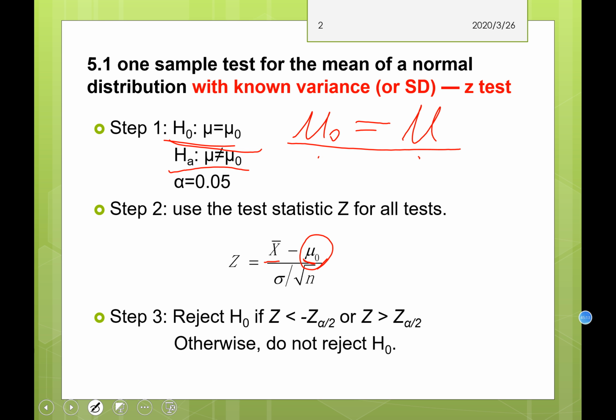So can we change that? Can we change the two hypotheses? That means can we use no difference as the alternative hypothesis, and we use not the same as the null hypothesis? Can we do that?